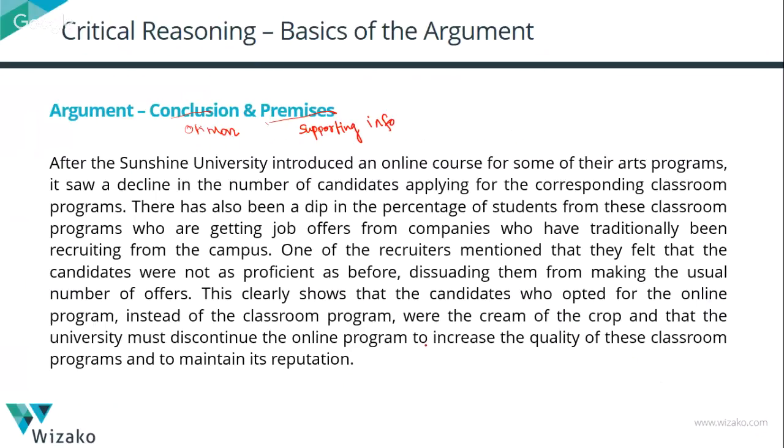So in the Sunshine University argument, he's saying that the candidates who opted for the online program were the cream of the crop, and that the university must discontinue the online program to increase the quality and maintain its reputation. This will be the conclusion in this particular argument. Now, in this particular argument, when beginning the conclusion, he says this clearly shows that, and then he's presenting the conclusion. Words such as clearly shows that, therefore, thus, need not always be present in every single argument that you are looking at. In some arguments, you might have to figure out on your own what the conclusion is.